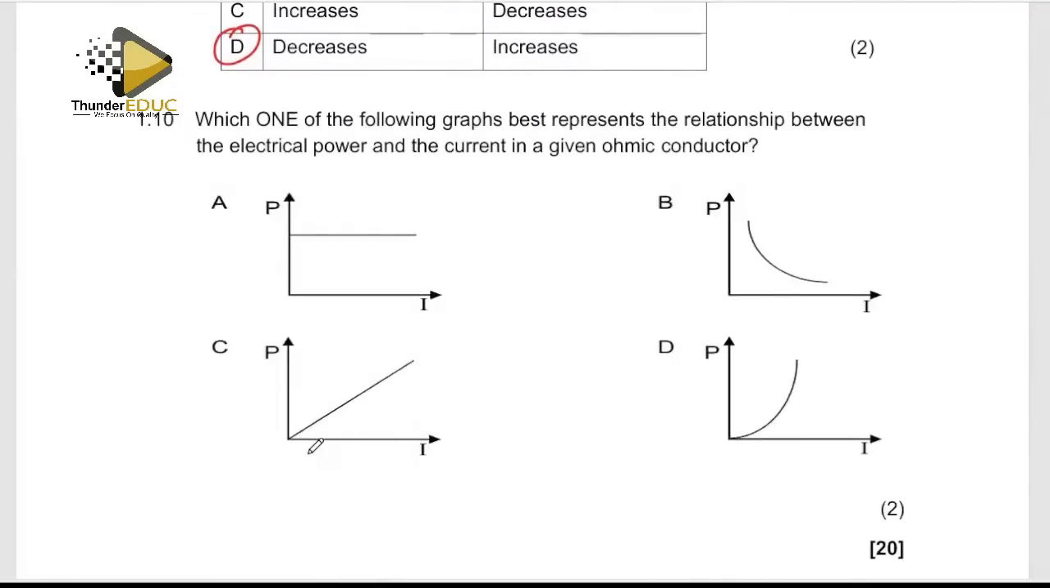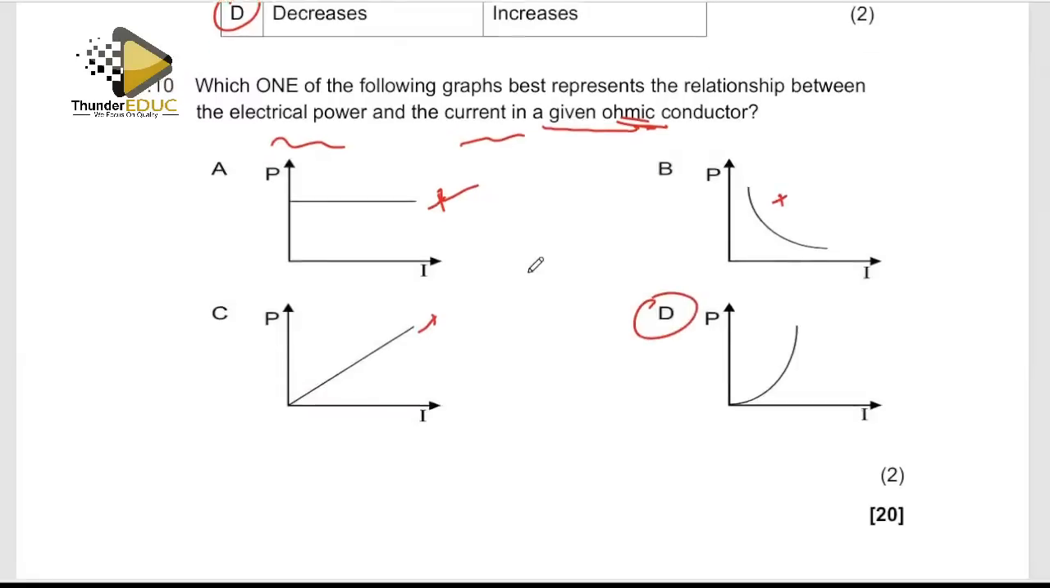And then 1.10, which one of the following graphs best represents the relationship between electrical power and the current in a given ohmic conductor? So power and the current, are they constant? No, it's not the same. As the current increases, the power must increase also, but not in this manner. Here, the power is constant. Here, the power is decreasing. Here, power is increasing in a linear way. I think I'll go with option D, which is kind of exponential.